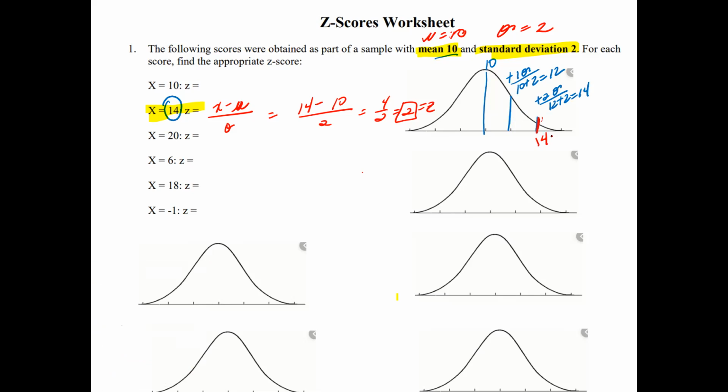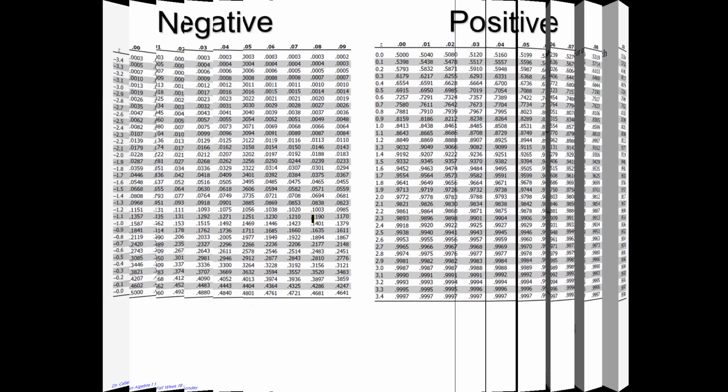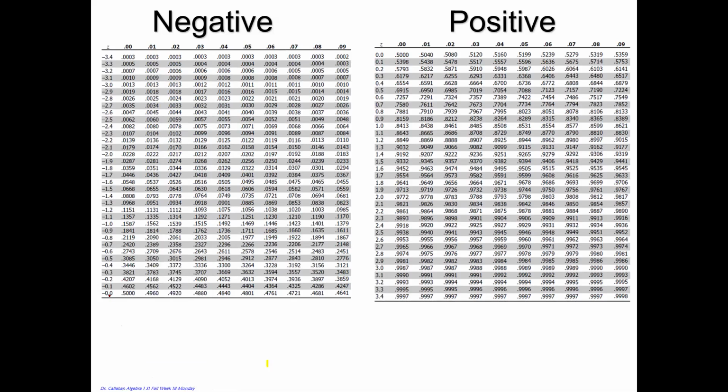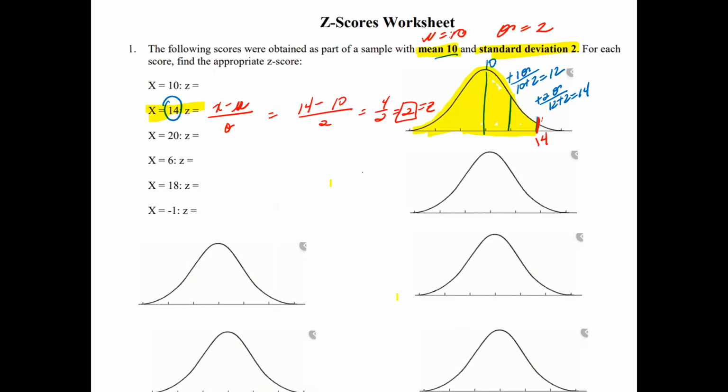Let's take a look to see what percentage that is. If you're asking for the area right here in yellow, all you have to do is look at the z-score table. So you want 2.0, 0. So your percentage is 97.72. So from here to here, 97.72% is that yellow area.